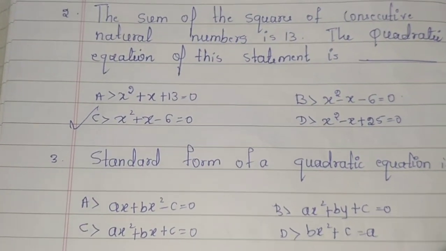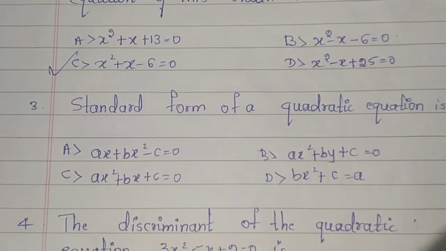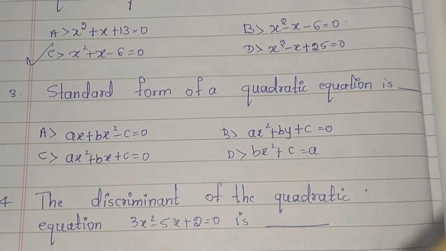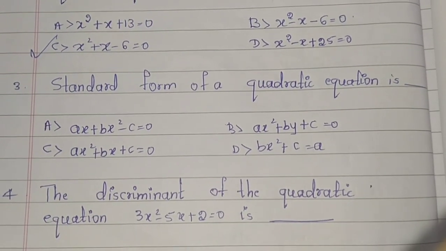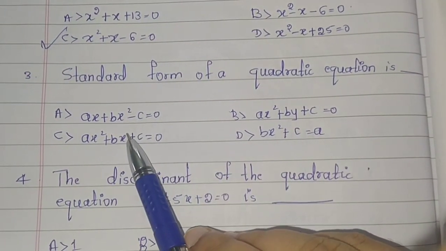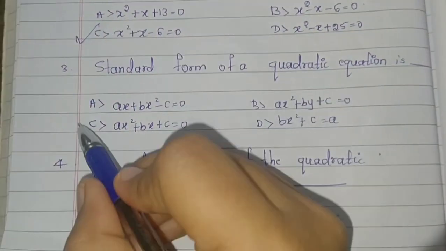So now we will move on to the next question, that is what is the standard form of quadratic equation? The standard form of quadratic equation is nothing but ax square plus bx plus c is equals to 0.